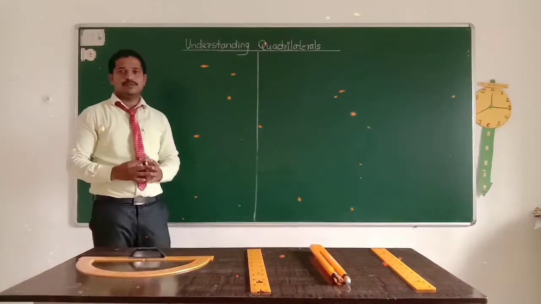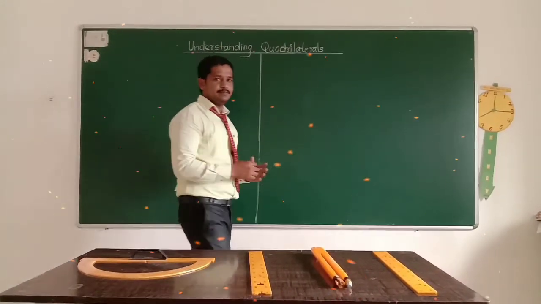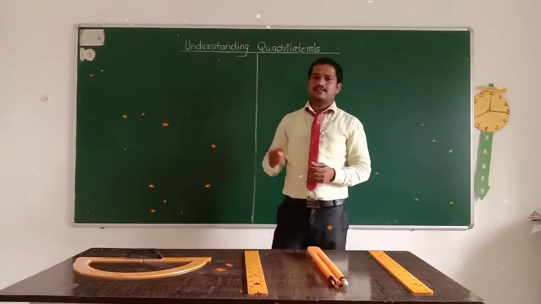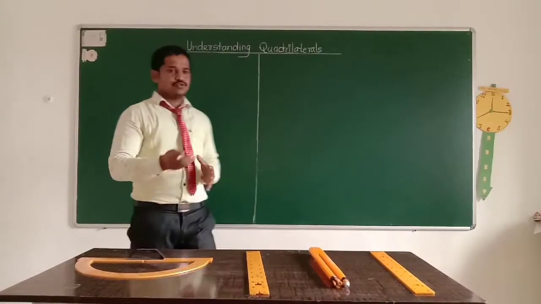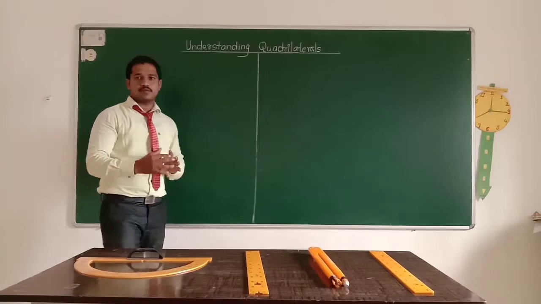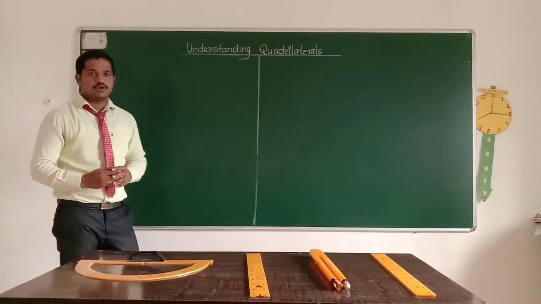So what do you mean by quadrilateral? So far we have seen many types of quadrilateral right from first standard. We are dealing with the square, rectangle. Okay, so here we are going to understand the properties of different types of quadrilateral.